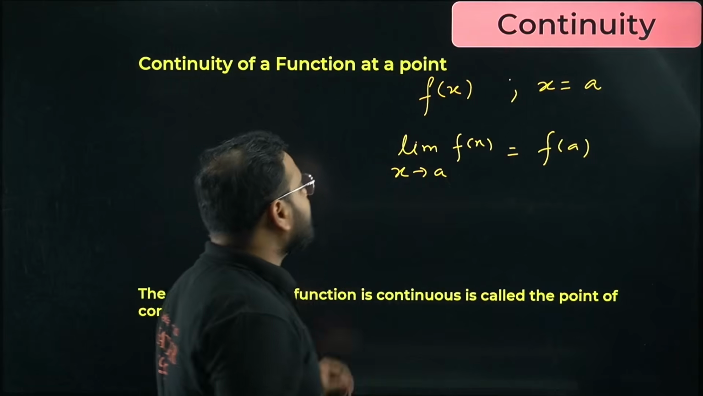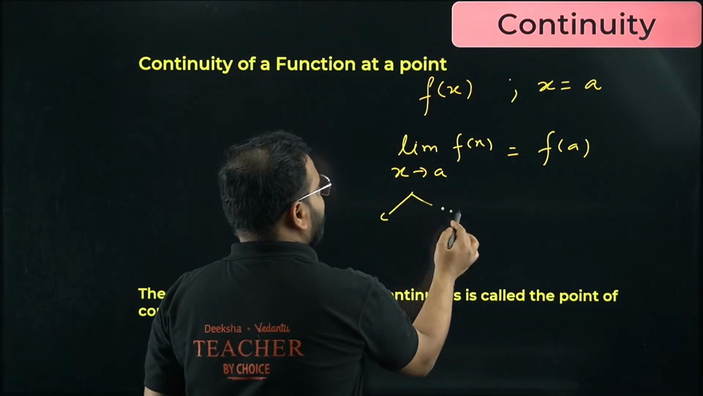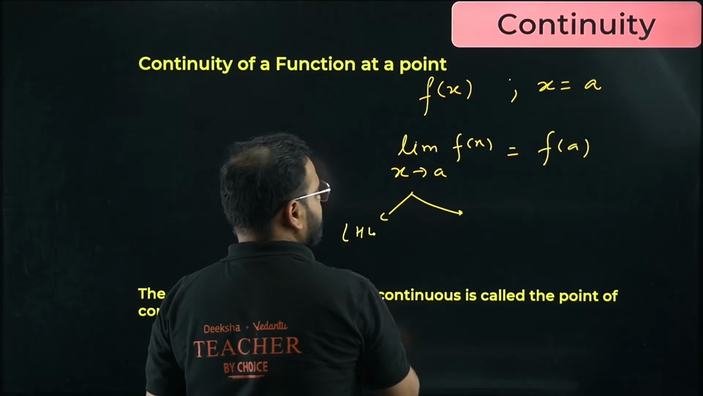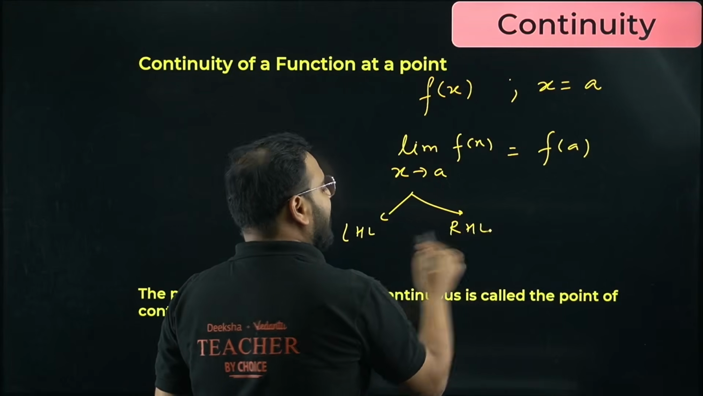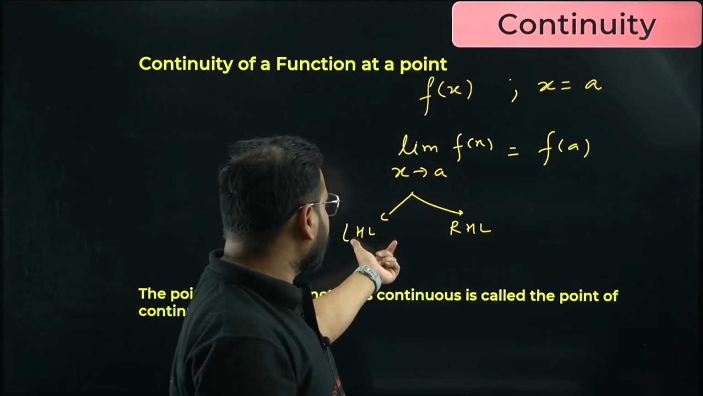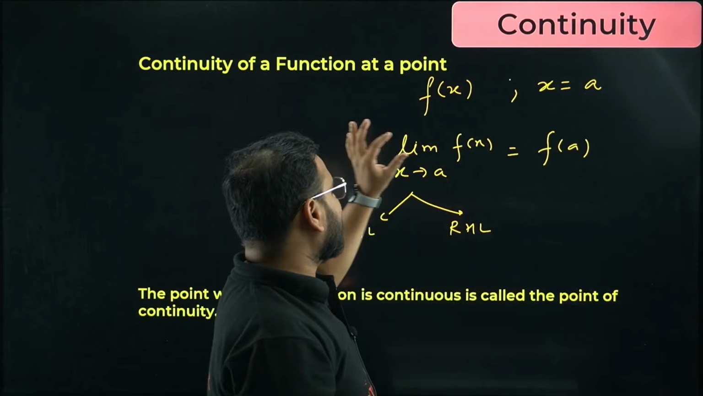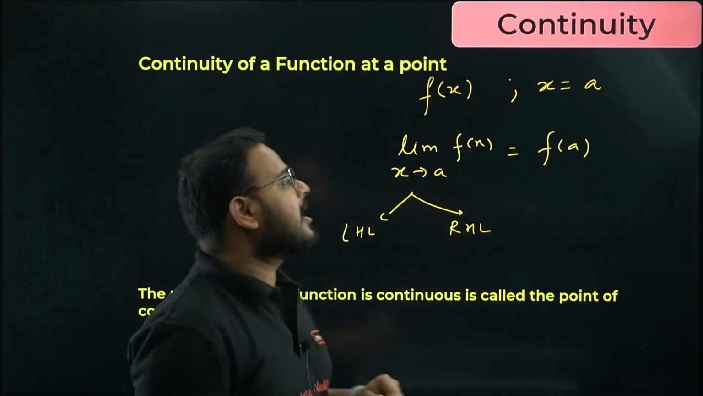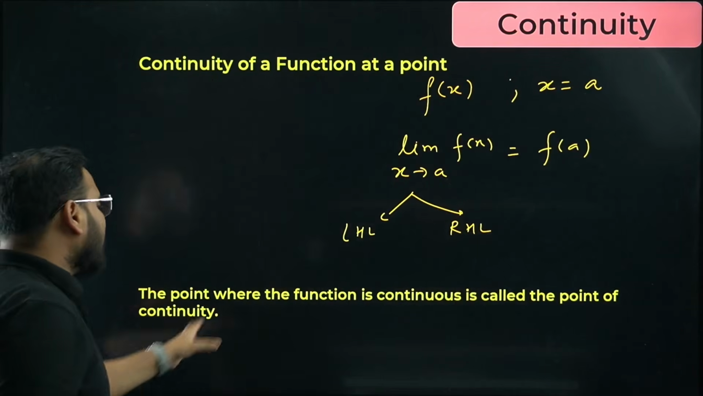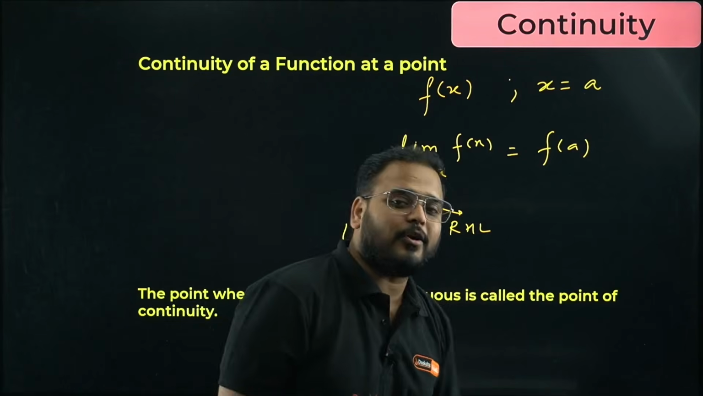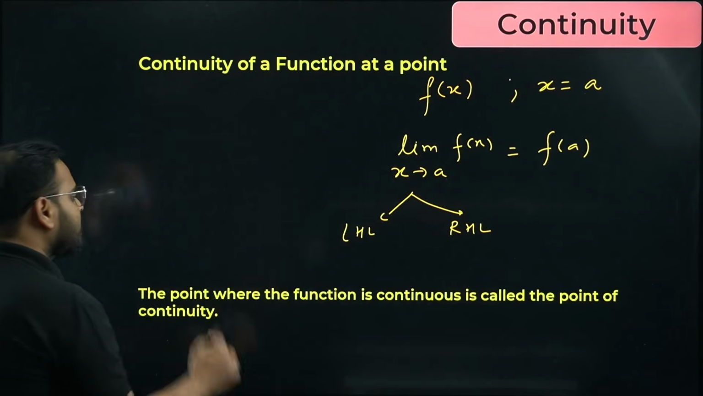How do you find limits? Of course, you have both approaches. You have to find both LHL and RHL. Check for the limit. They should be equal to each other, only then can we say the limit exists. We have learned that in PU1. That should be equal to the value of f(a). That is the continuity of a function at a point. The point where the function is continuous is called the point of continuity, right?